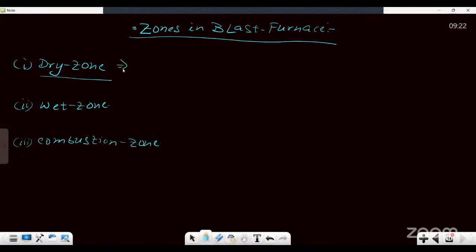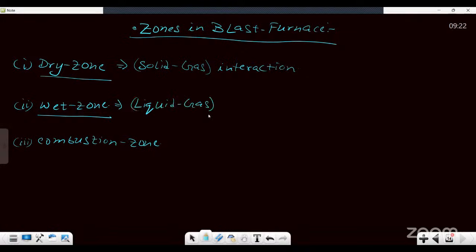So dry zone means what? In the dry zone, solid-gas interaction takes place. So why dry? That is because only solid and gas interaction is taking place. Where just solid and gas interaction is taking place, we call that zone the dry zone because there is no liquid. In the wet zone, what happens? There is liquid-gas interaction.